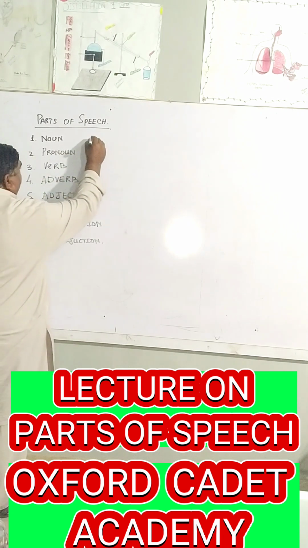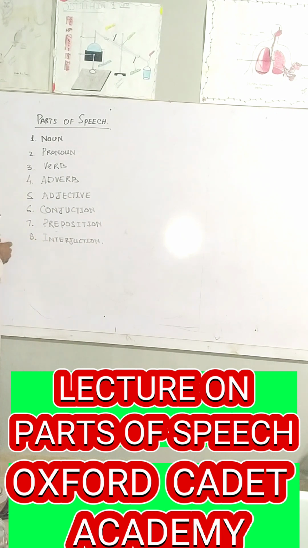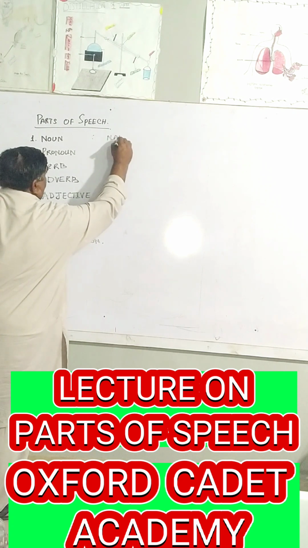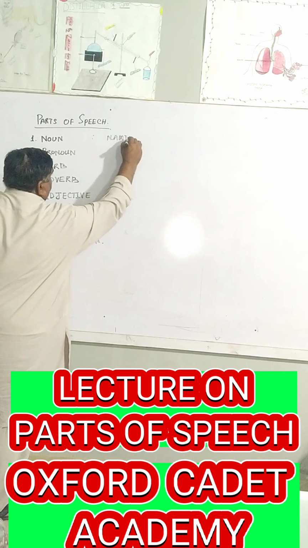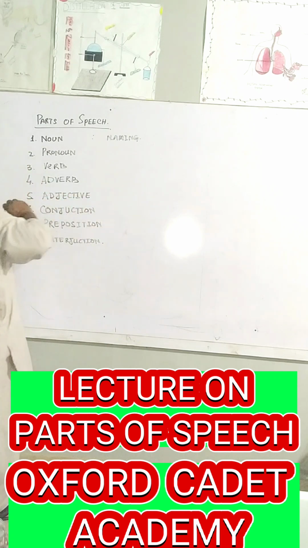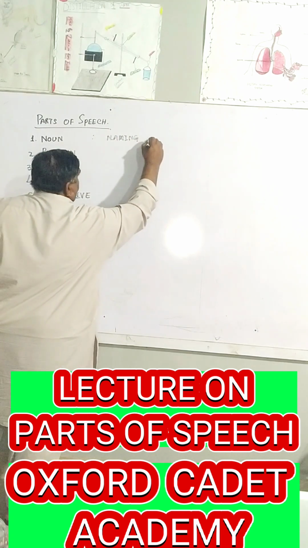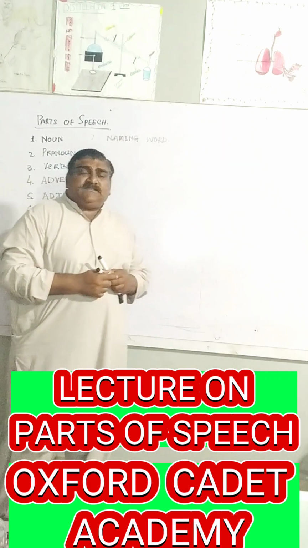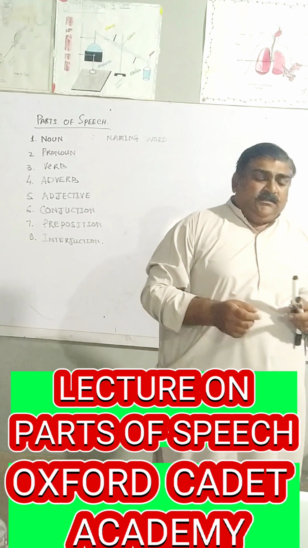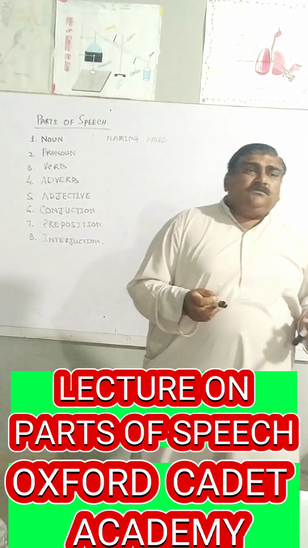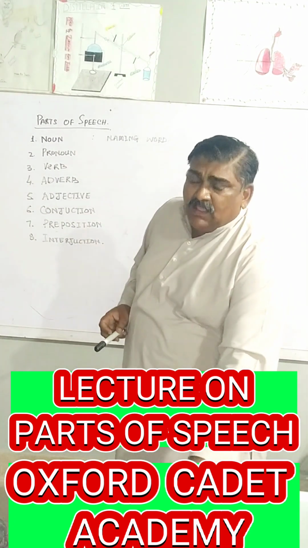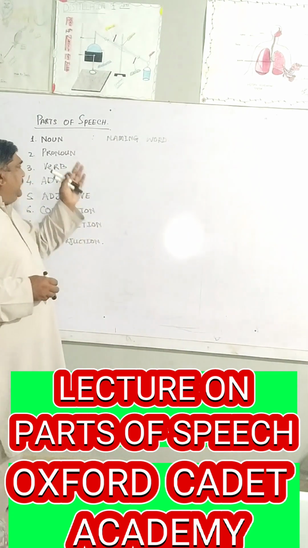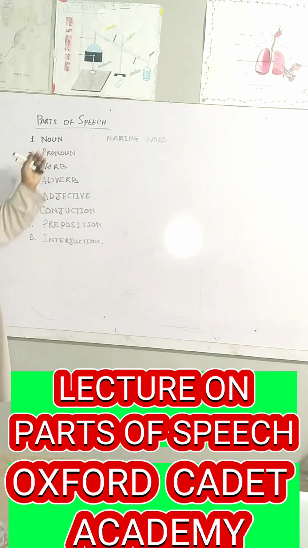All of you very well know what is noun. You know that noun is just a naming word. It is nothing more than that. You can name anything, place, person by its common noun or by its proper noun. When you name any person, place or thing, it means you are talking about noun.